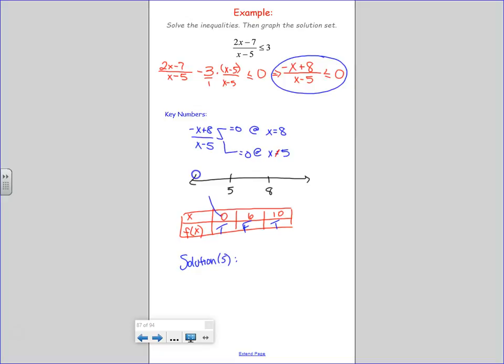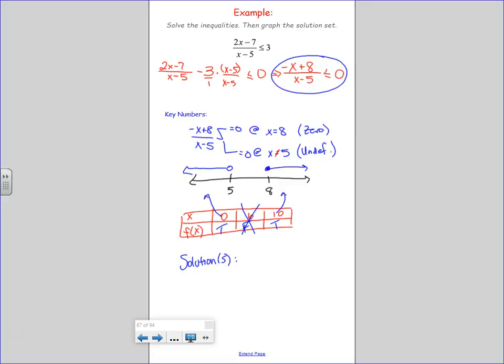Where's the 0 go? Where's the 10 go? What's crossed out? Can I have 8? Can I have the 0? Yeah, remember, less than or equal to, so it's good. Can I have the 5, the undefined point? No. How come? It makes it undefined. It's a denominator. The domain problem: x can't be 5. So it's good to go up, it's good to go down, and it's not good to go in the middle, so we leave it blank.